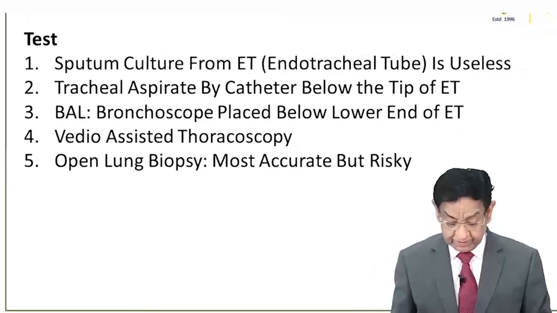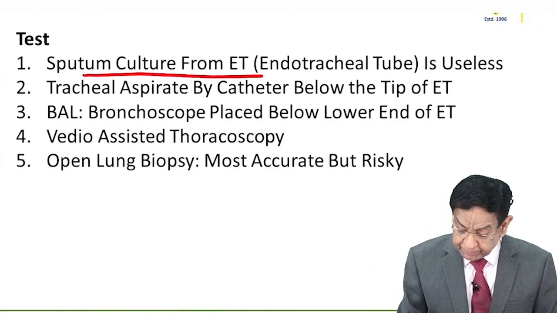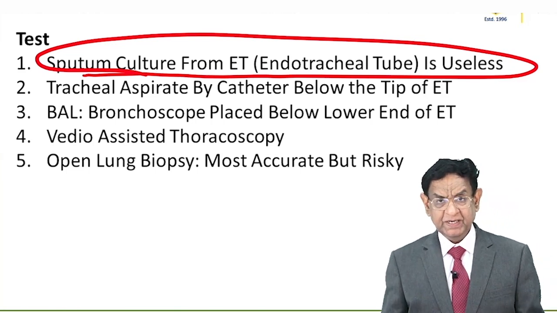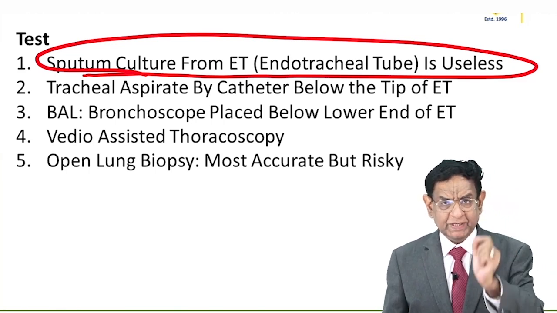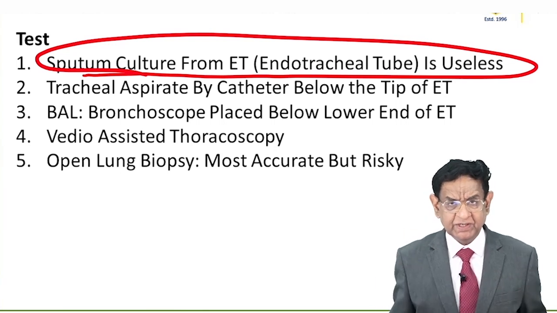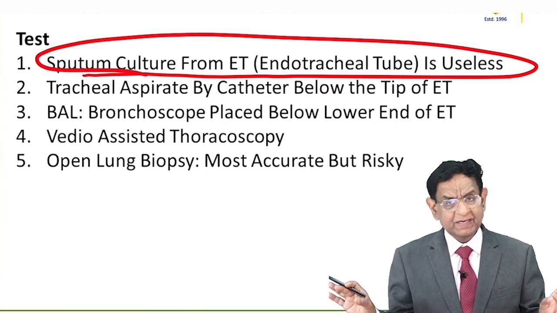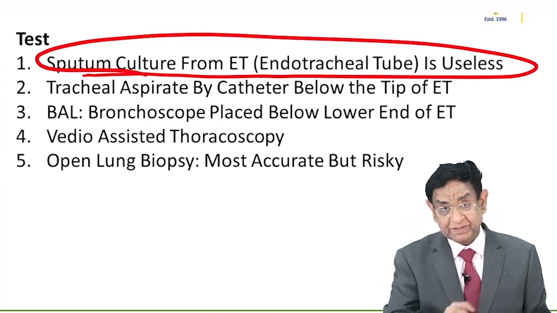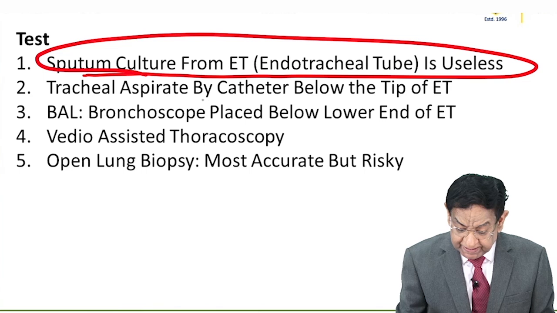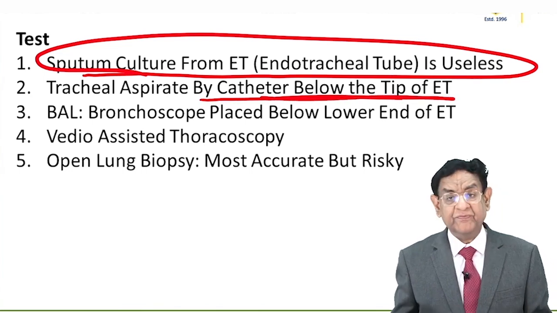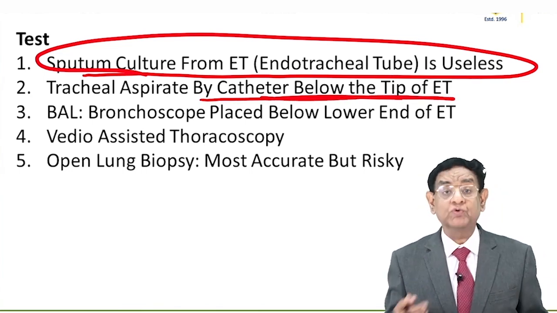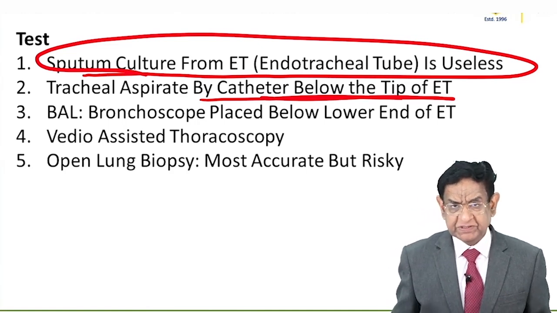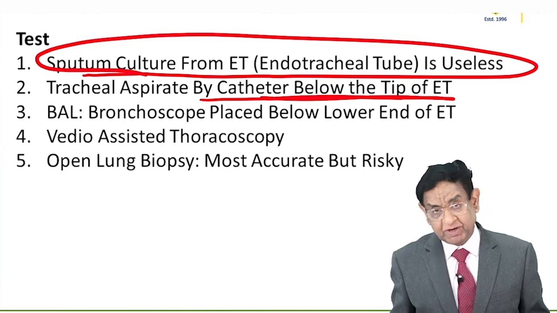What test do we do? Sputum culture from the ET tube is useless. This is not known to 99%. Classically, they put a tube and take secretion from the endotracheal tube. No way. It's useless. Now comes the gold medal question. Tracheal aspirate by catheter below the tip of the endotracheal tube is better. You go via tracheal, simply putting a needle, not a very dangerous thing, but it needs expertise beyond doubt.